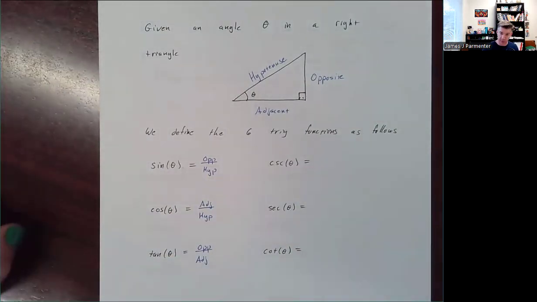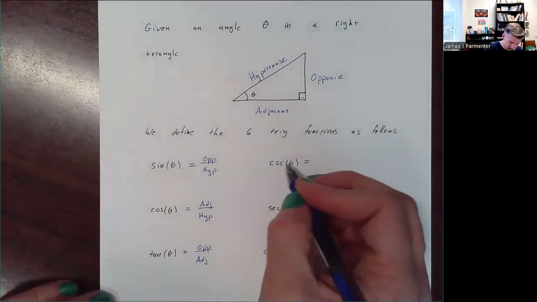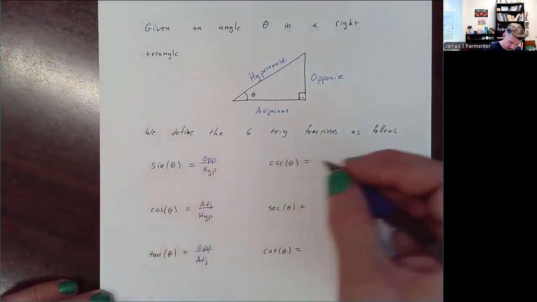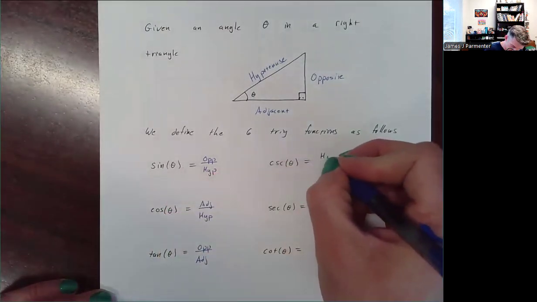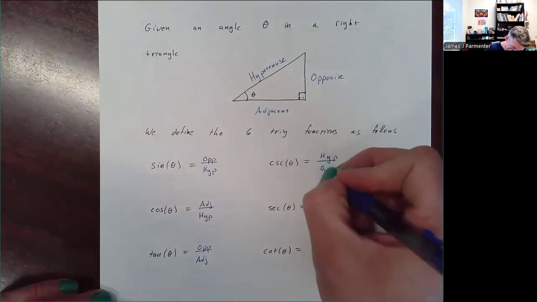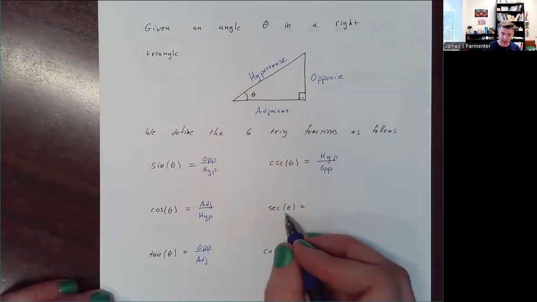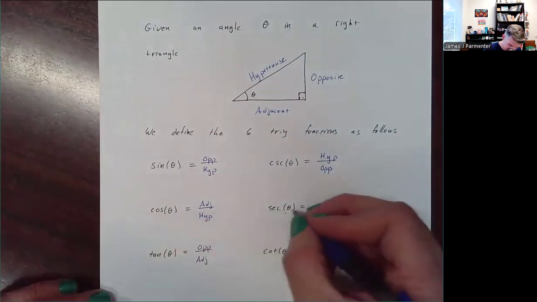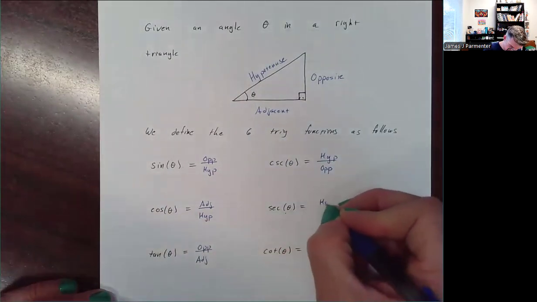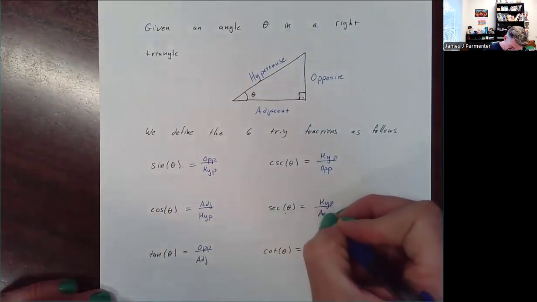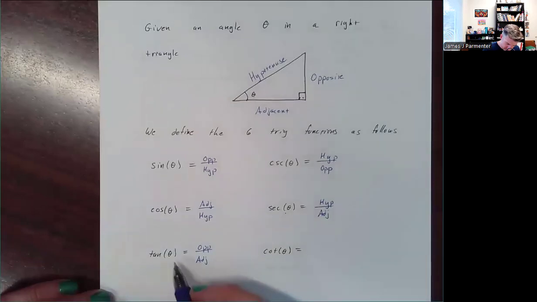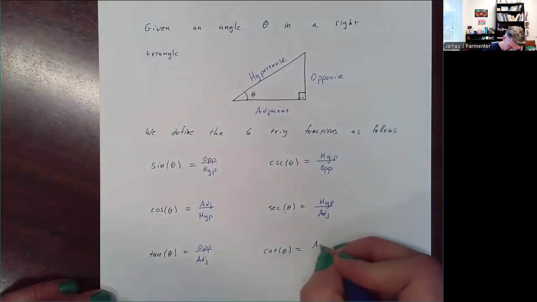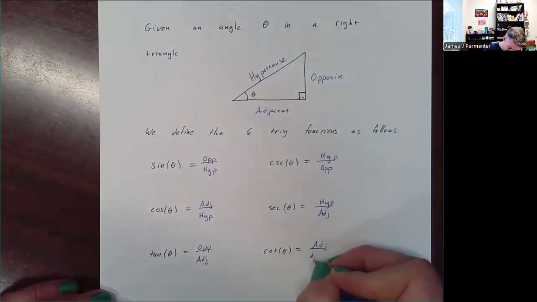And then you have your reciprocal trig functions. Cosecant of theta is the reciprocal of sine theta. It's defined to be the hypotenuse divided by the opposite. Secant of theta is the reciprocal of cosine theta. Secant of theta is defined to be the hypotenuse divided by the adjacent. And finally, cotangent of theta is the reciprocal of tangent of theta. It's defined to be the adjacent divided by the opposite.